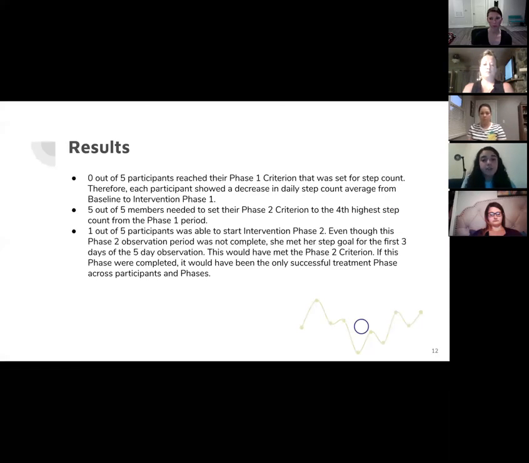5 out of 5 members needed to set their phase 2 criterion to the 4th highest step count from the phase 1 period. 1 out of 5 participants was able to start intervention phase 2. Even though this phase 2 observation period was not complete, she met her step goal for the first 3 days of the 5-day observation period. This would have met the criterion that was set for the participant for phase 2. If this phase was completed, it would have been the only successful treatment phase across participants and phases.